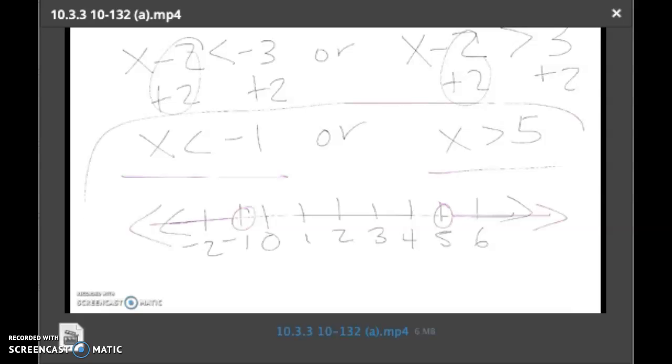All right. So we've solved to get our solutions, and then we graph those solutions on a number line.